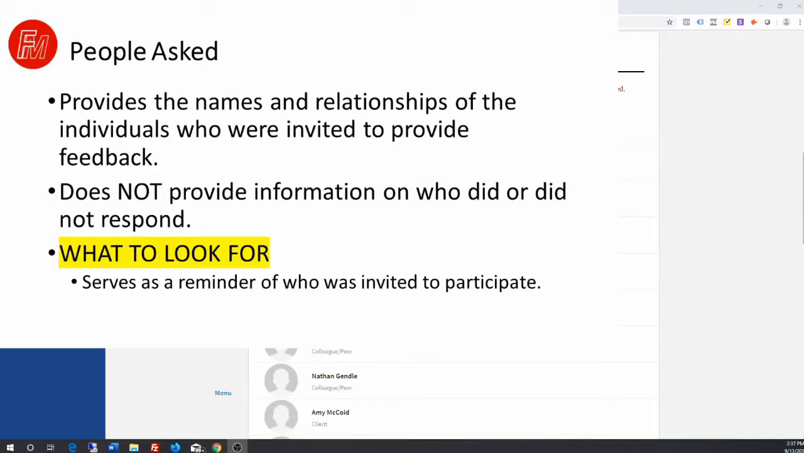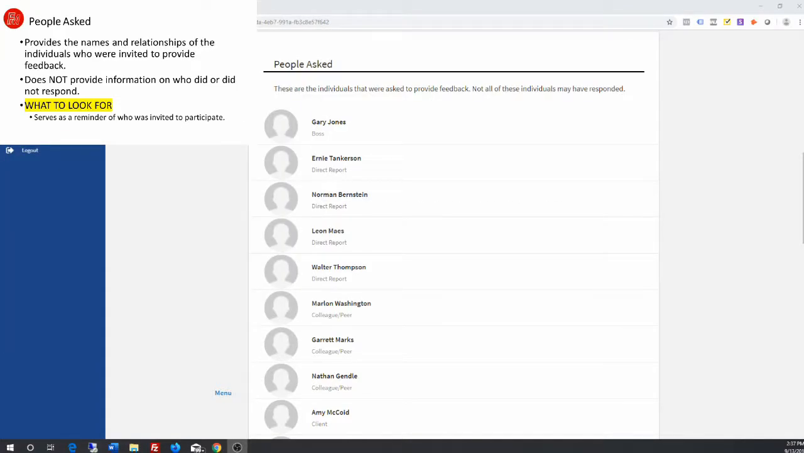So the next section we have is the People Asked section. In this section, we provide the names and the relationships of the individuals who were invited to provide feedback, who were invited to participate in the feedback process. It does not provide information on who did or did not respond. It simply serves as a reminder as to who was asked to participate. So it looks like this. You can see the names of everybody asked to participate and the relationship, how they were identified in terms of their relationship: boss, direct report, colleague, peer, things like that.